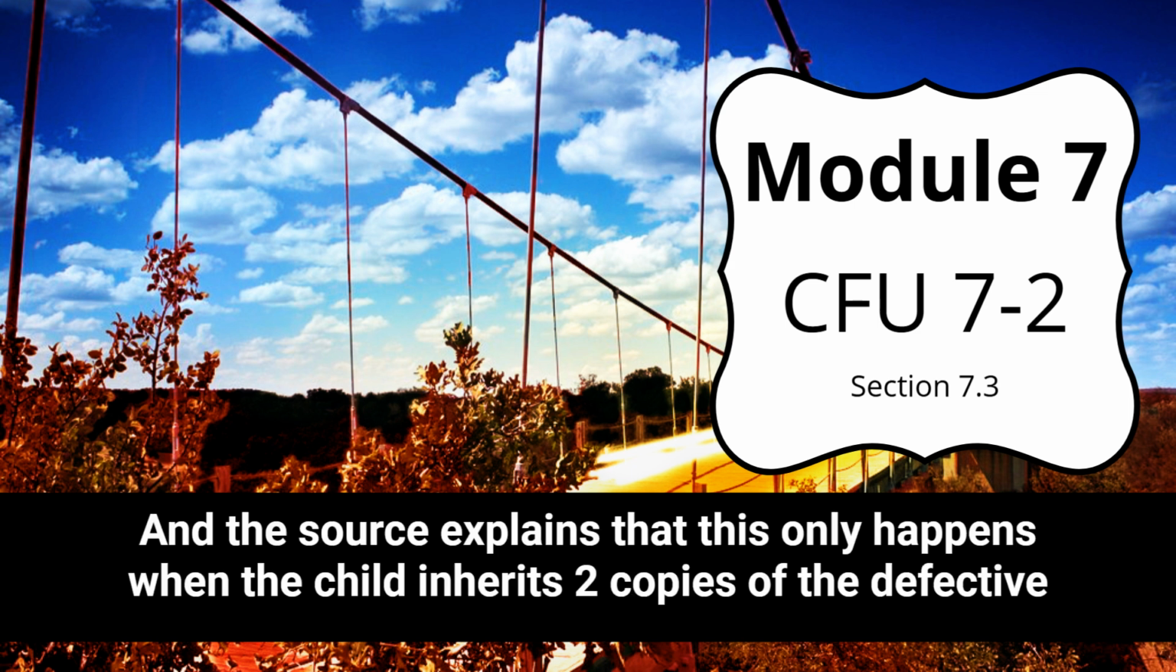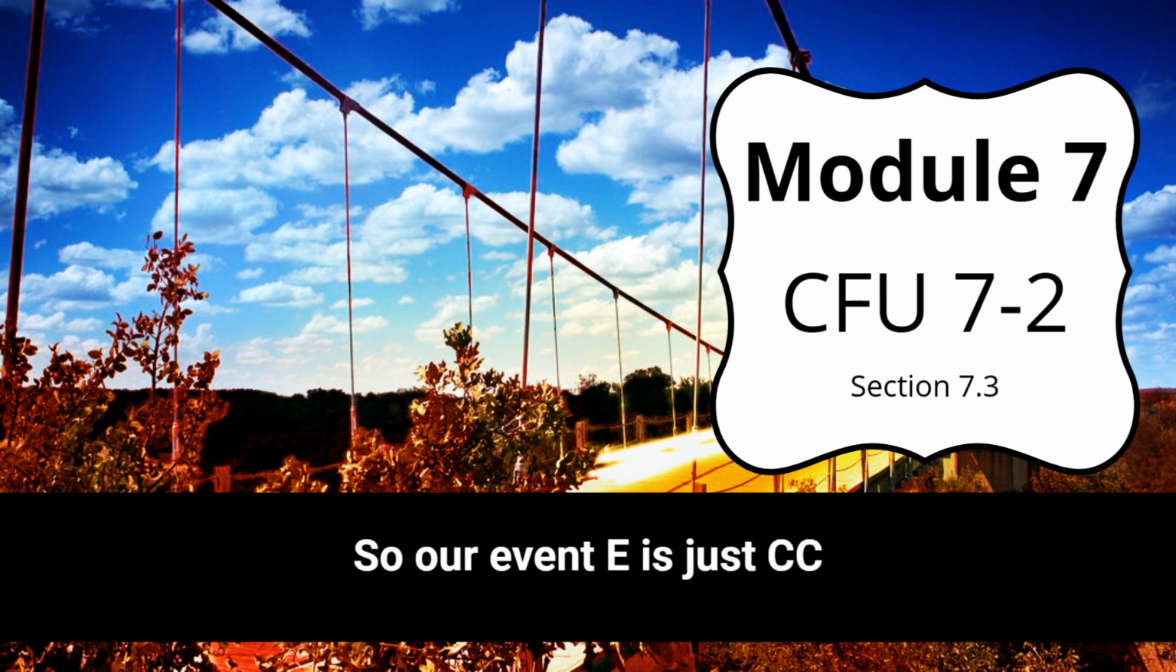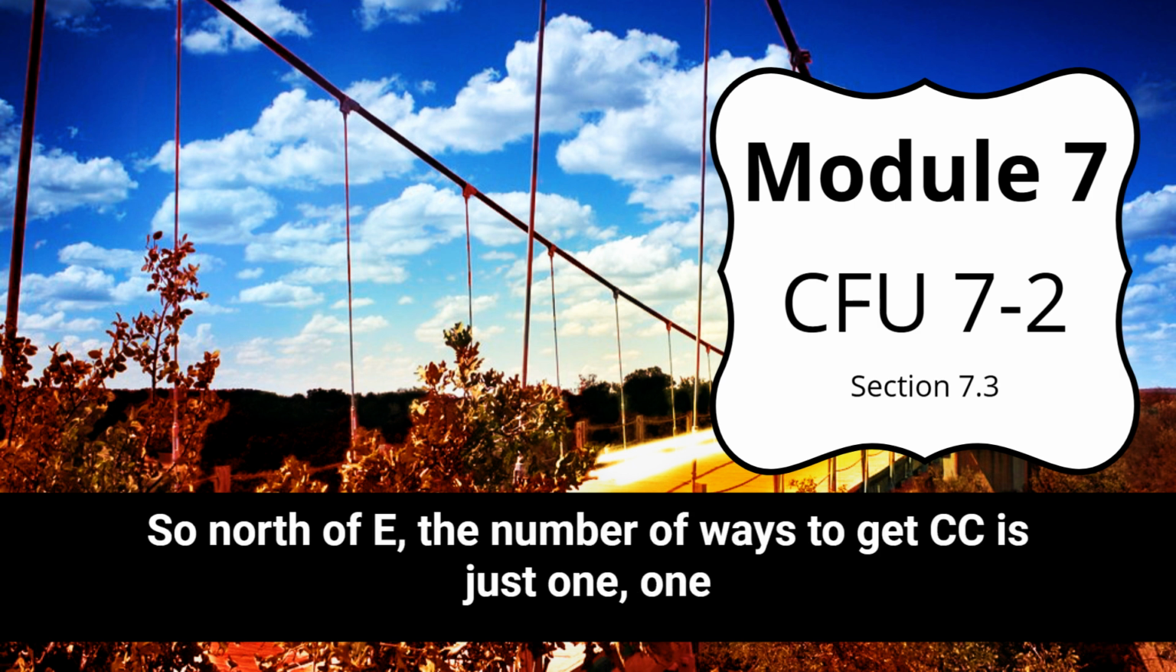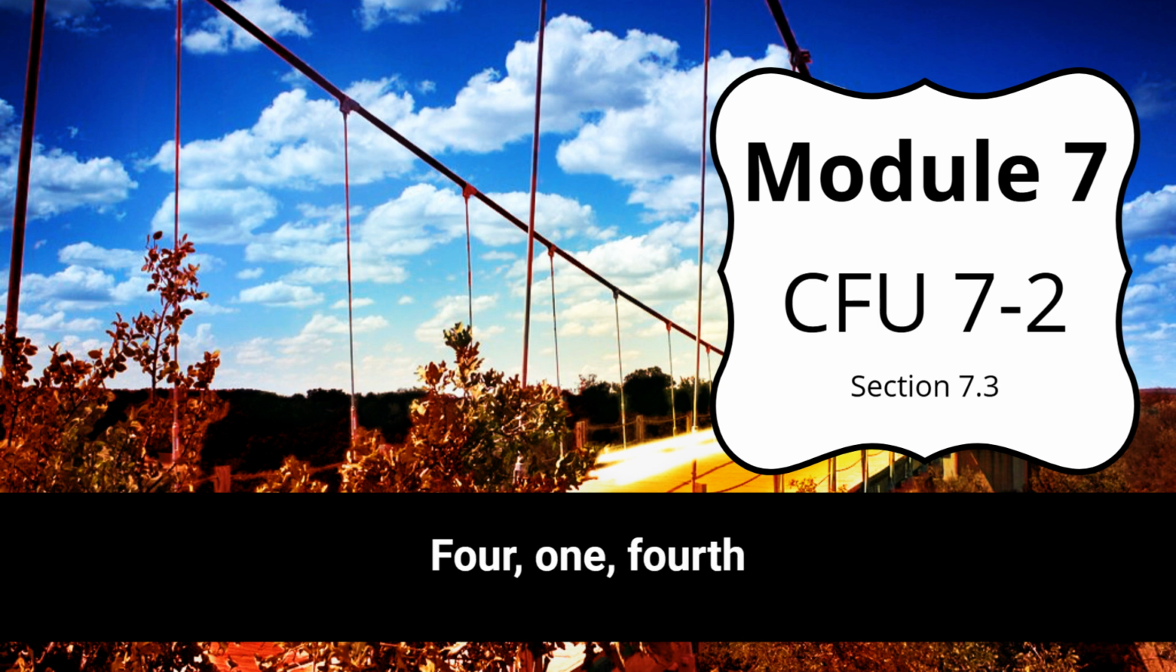And the source explains that this only happens when the child inherits 2 copies of the defective gene. So that's the cc combination. Our event E is just cc, just one outcome. So N of E, the number of ways to get cc, is just 1. Therefore, the theoretical probability of the child having cystic fibrosis is 1 divided by 4, a 1 in 4 chance.